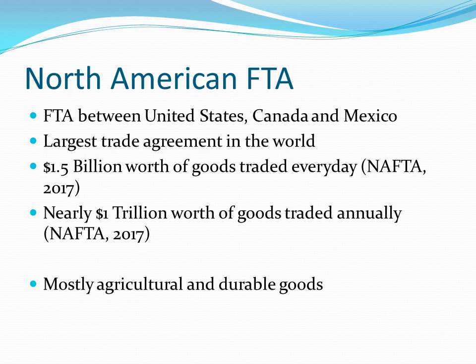So the first thing that we're going to discuss is NAFTA, the North American Free Trade Agreement. It's a free trade agreement between the United States, Canada, and Mexico. It's the largest trade agreement in the world. What makes it that large is the nearly $1 trillion worth of goods that are traded annually. And just a little bit of perspective, that's about 1.5 billion traded every day across the borders here in North America. Although NAFTA covers a wide variety of consumer goods, steel, agricultural goods, mostly the goods that are traded are agricultural and durable in nature.